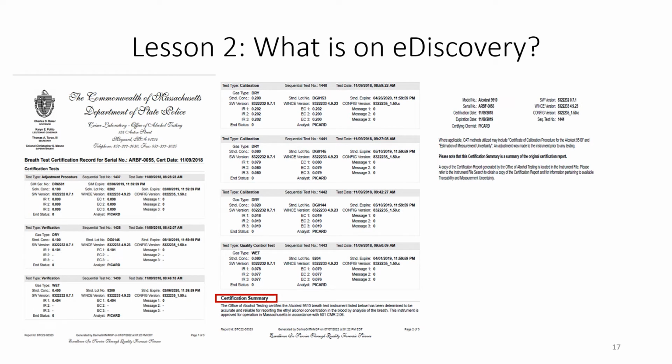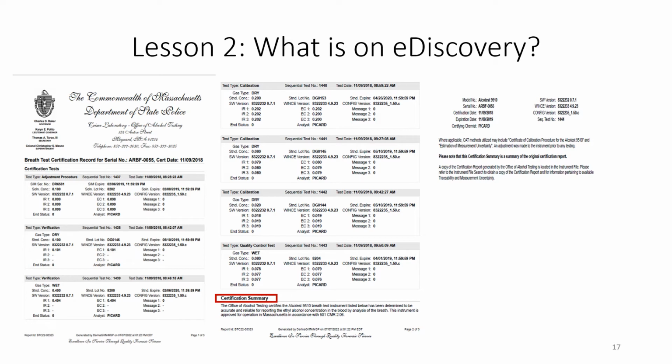So if you're looking to conduct a search for breath test certification records by serial number, I'll give you an example by using the information from the breath test report form on the previous slide. I'll click the link for breath test certification record by serial number, and I'll go to the drop down for ARBF-0055. I'll use the certification date of November 9th of 2018 because on that breath test report form it said that the certification begins on November 9th of 2018. That's essentially when the last certification prior to the breath testing in question was.